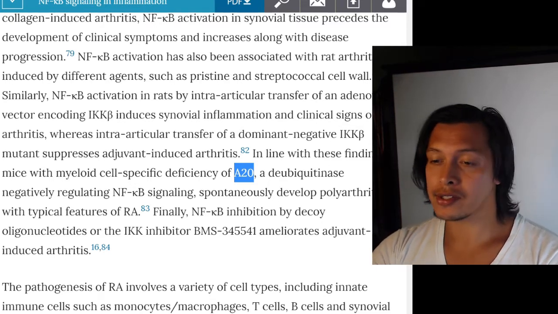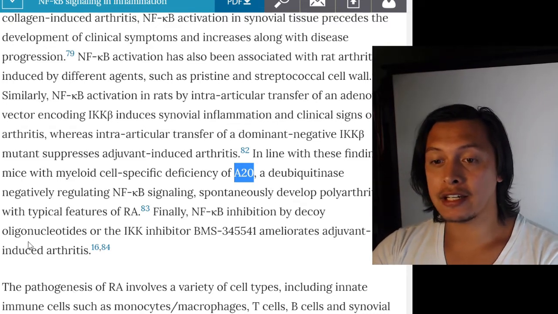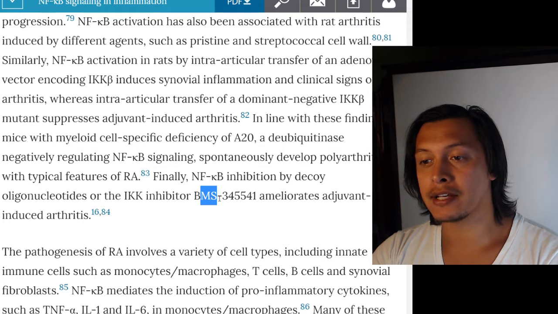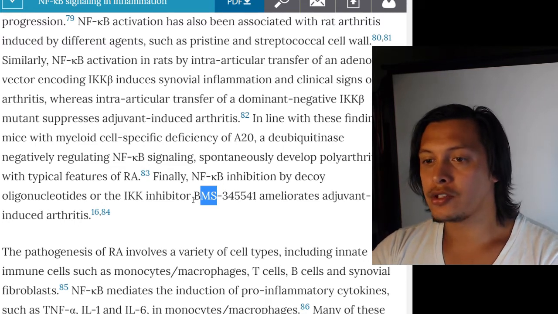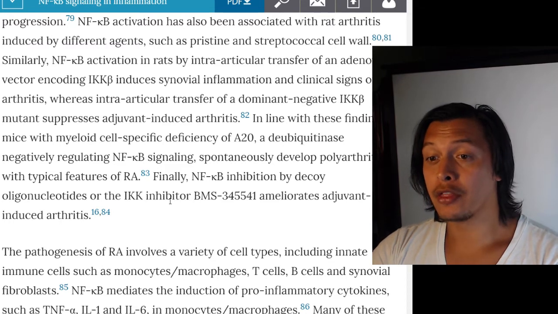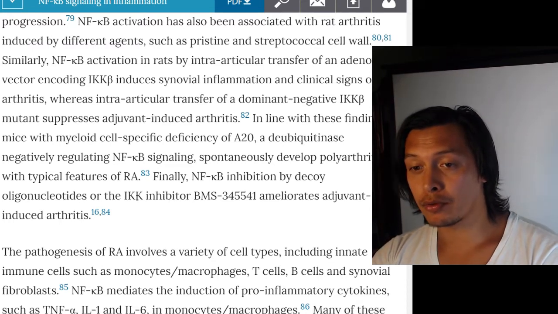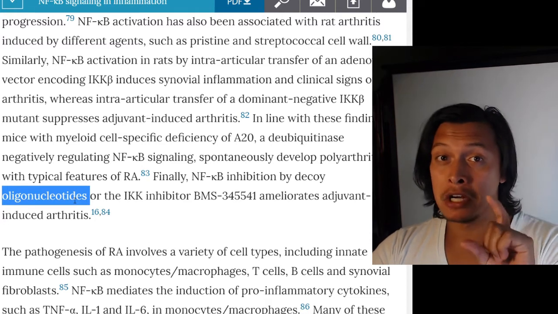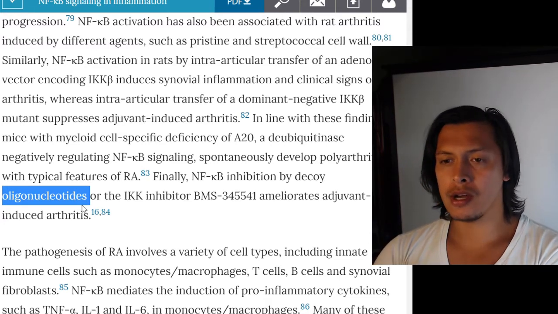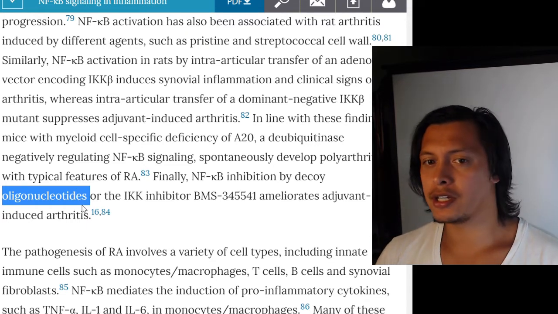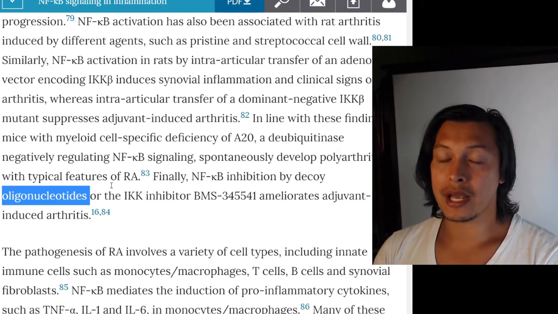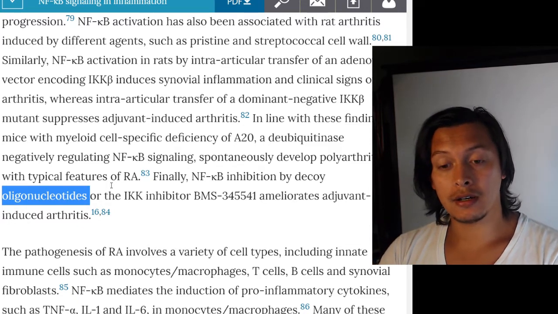So if you get rid of one of the proteins that will suppress nuclear factor kappa B, you end up getting arthritis. So finally, nuclear factor kappa B inhibition by decoy oligonucleotides or the IKK inhibitor known as BMS 345541, these will ameliorate adjuvant-induced arthritis. So if we can inhibit nuclear factor kappa B through multiple mechanisms, one through the inhibitor, one through the decoy oligonucleotides, these will be small bits of genetic information that can affect translation or transcription in different ways, but if you do either of those, you can downregulate nuclear factor kappa B.